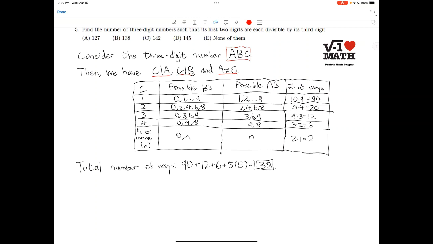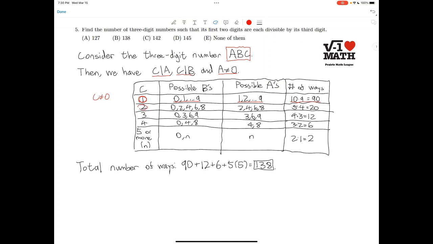So now we can just do casework based on C. So first of all, note that C cannot be equal to 0, or else we would just have a bunch of errors, and mathematicians don't like to deal with errors. So starting from C equals 1, we see that we have all possible values from 0 to 9 for B and 1 to 9 for A. So we have 90 ways.